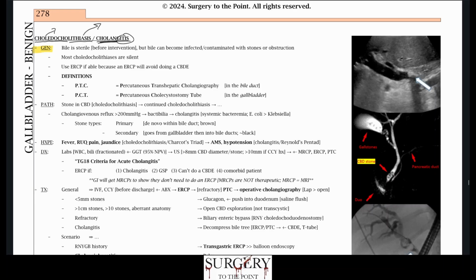Now, at face value, the bile in your body, in your patient's body, is sterile. This is before an intervention. However, that bile can become infected or contaminated depending on what's going on intraluminally.